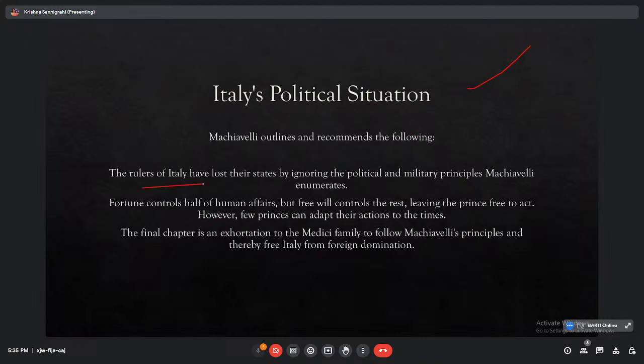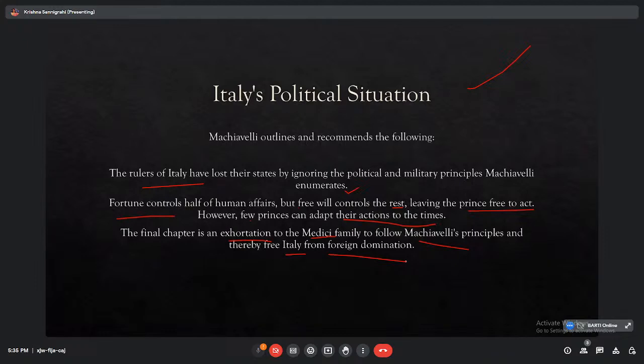The rulers of Italy have lost their states by ignoring the political and military principles Machiavelli enumerates. Fortune controls half of human affairs, but free will controls the rest, leaving the prince free to act. However, few princes can adapt their actions to the times. The final chapter is an exhortation to the Medici family to follow Machiavelli's principles and thereby free Italy from foreign domination. So this is what the final chapter talks about.